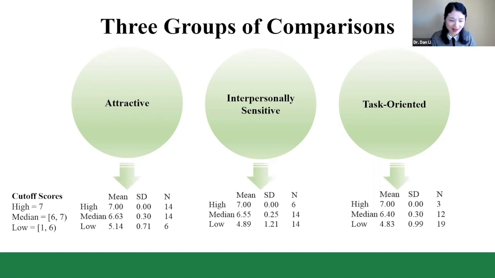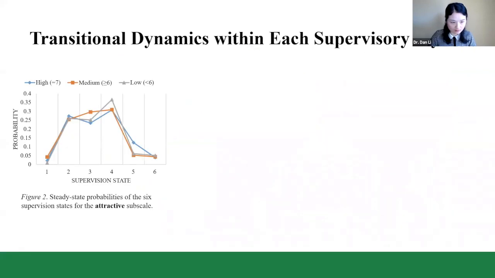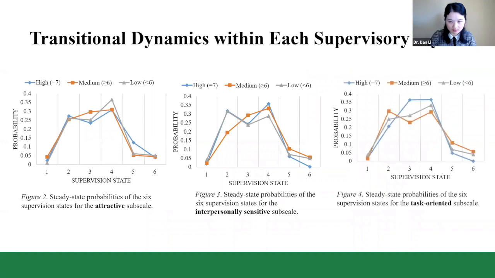You may notice that the number in the subgroup each time is not evenly distributed, but that is okay at this point, because what we are comparing is not frequency. What we are comparing is the steady state probability. But I am trying my best to distribute the number in each subgroup as evenly as possible. These are the plots for the subgroup comparison across the three different styles respectively.